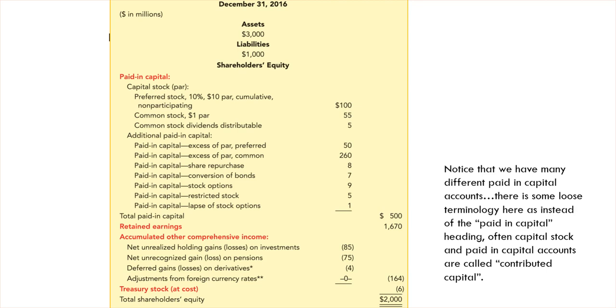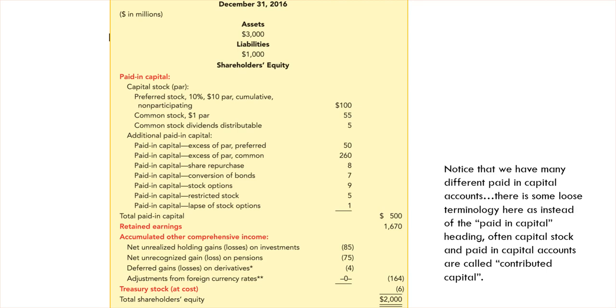Paid-in capital stock options and restricted stock, these two are as a result of issuing stock options. The first one is from stock options. The second one is from issuing restricted stock. I meant to say both of these are as a result of compensation given to our employees or our board of directors.